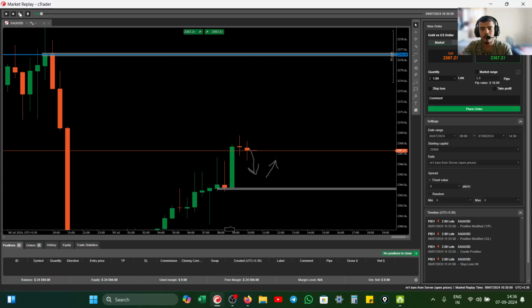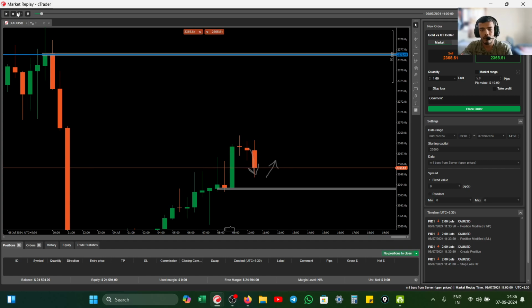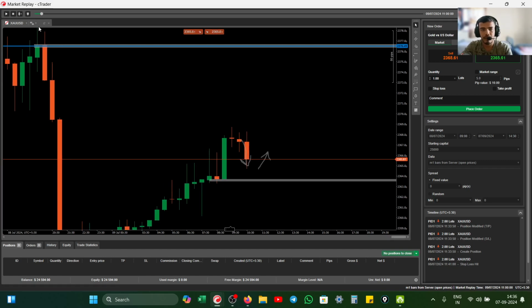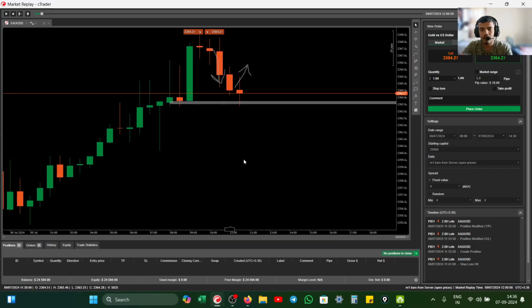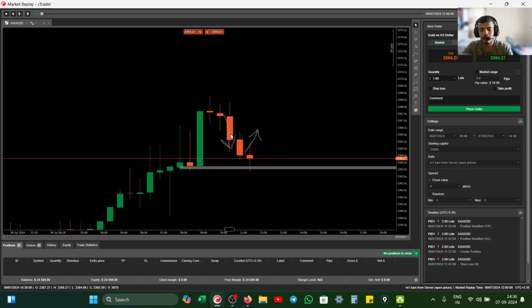Okay, we are waiting for a bullish candle to form. Not yet. No bullish candle has formed. Okay, not yet. You see the volume of the bearish candle is decreasing. You see the size of the candle. Okay, let me delete this.